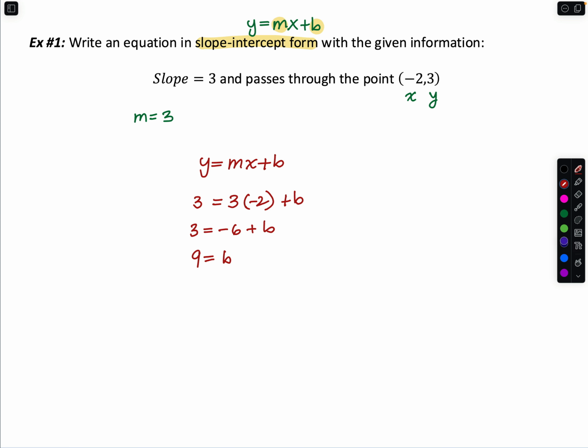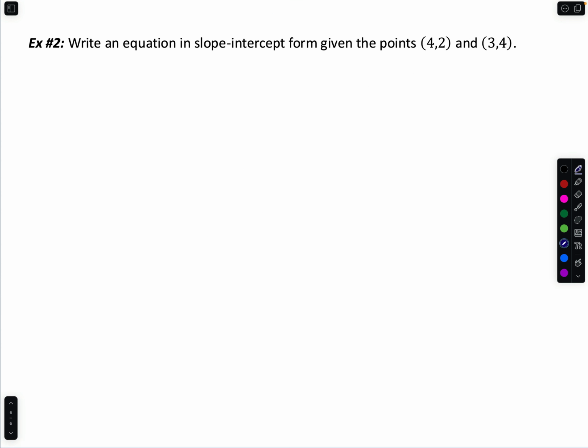Last thing we need to do is put it all together to write our equation. So it's going to be y equals our slope, which was 3, times x plus 9. And that would be our slope-intercept form equation of a line that has a slope of 3 passing through the point negative 2, 3.